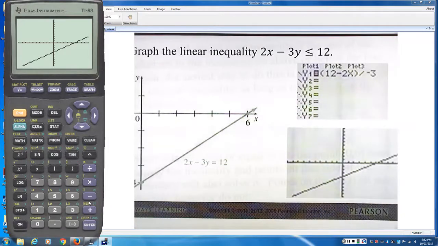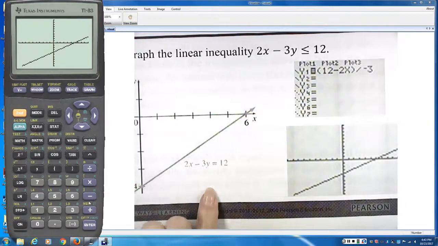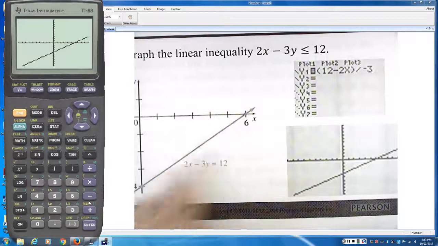Now you can get the calculator to shade it. I will tell you that up front. There is a way to have the calculator show you where to shade it. But you have to know where it gets shaded before you can tell the calculator to do it. So I don't think it's particularly helpful to have the calculator shade it for you when you've got to figure it out for yourself how to do it anyway, because the calculator doesn't automatically tell you that. So the only thing you really want to use your calculator for here is just to check and make sure your graph's right.